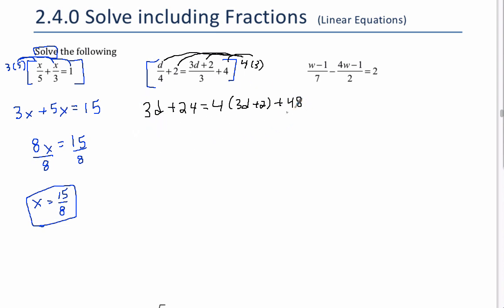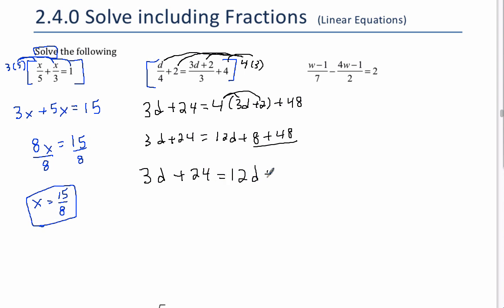Again, now we've got an easier equation to solve, so we collect like terms. On the left-hand side, we're finished. 3d plus 24 equals, expand the brackets, 12d plus 8 plus 48. Here we can collect the numbers together, so I have 3d plus 24 equals 12d plus 56. I'm going to take away the 24 from both sides. Actually, I have more d's over here. Well, it won't matter.